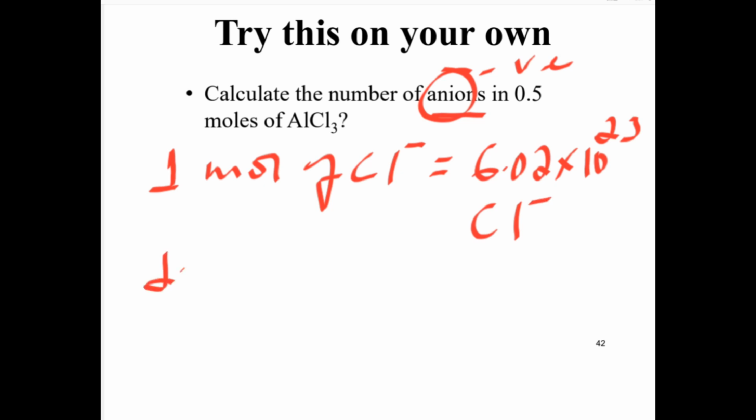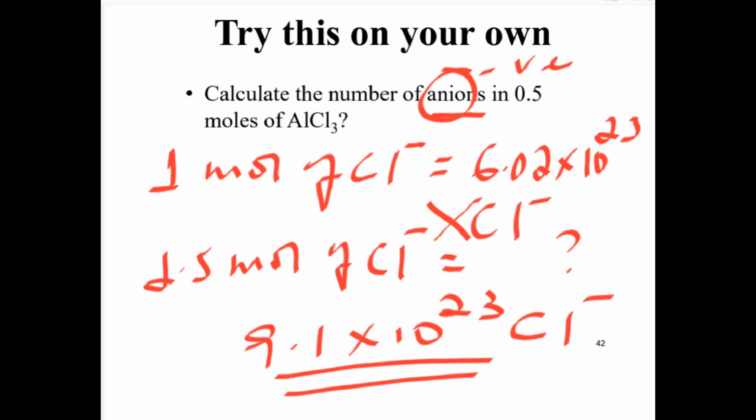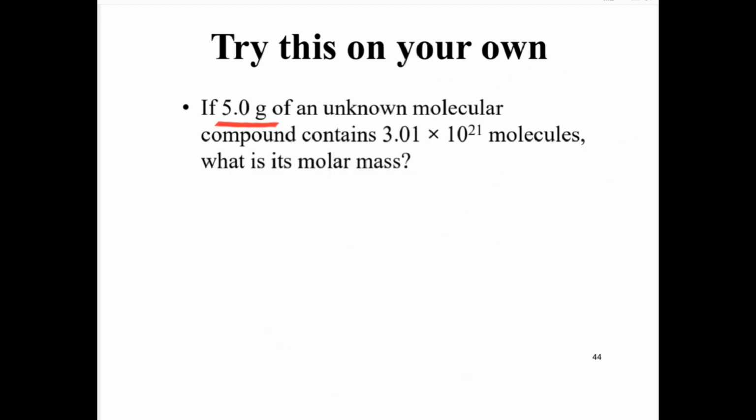ስለዚህ in 1.5 moles of chloride ions, how many chlorine ions do we have? Number of chlorine ions do we have? ስለዚህ ይህን ስናባዛው 9.1 times 10 to the power of 23 number of chloride ions are present in 0.5 moles of aluminum chloride እንላለን ማለት ነው። If 5 grams of an unknown molecular compound contains this many molecules, what is its molar mass?